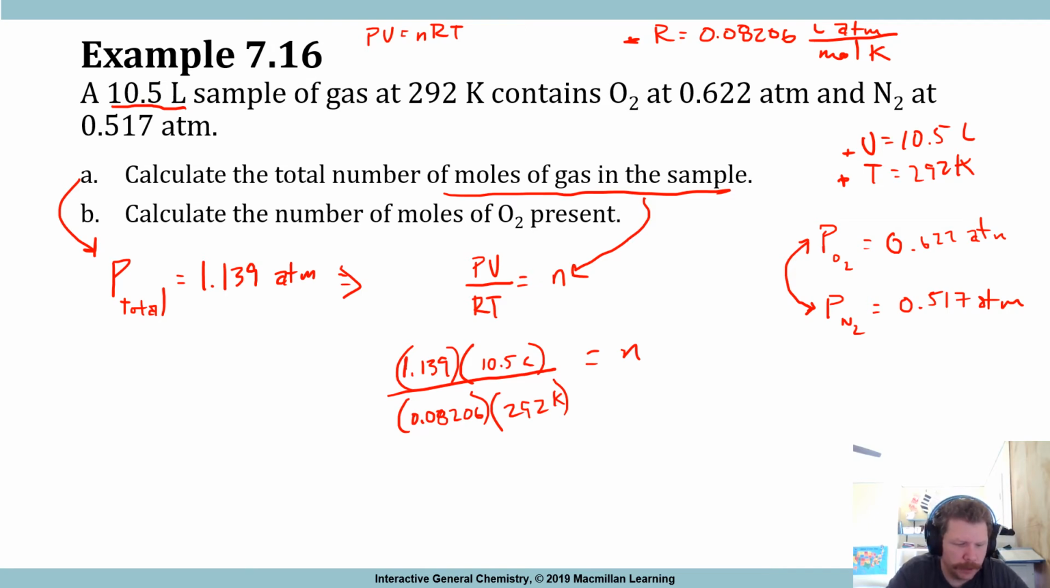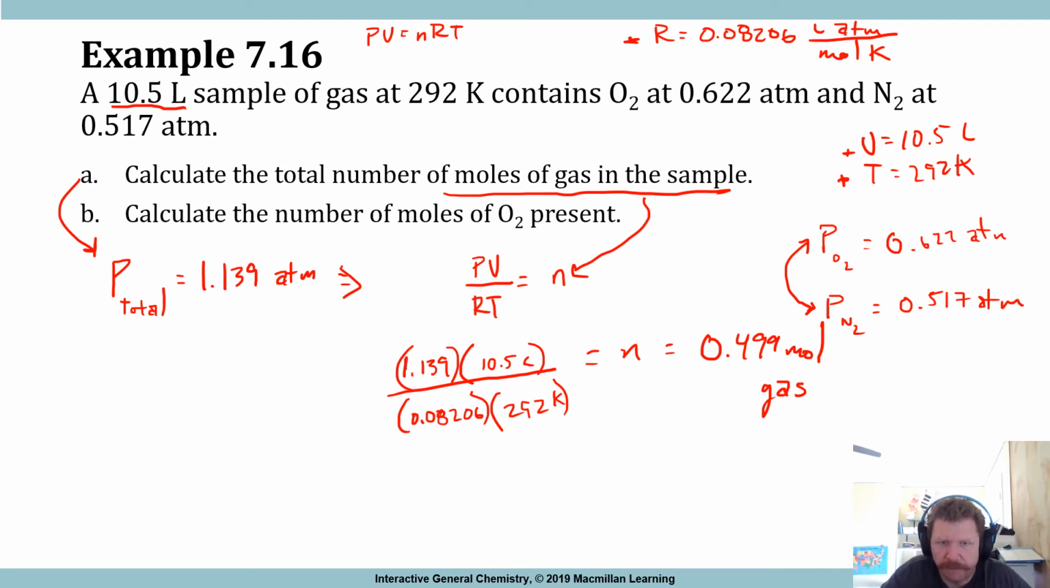Sorry, I had a calculator issue. So 1.139 times 10.5, close parentheses, divided by, parentheses, 0.08206 times 292, close parentheses. And that's going to give me N is equal to 0.499 moles of gas. Now, that doesn't tell me about one of the gases. That tells me of all of the gases in the system.